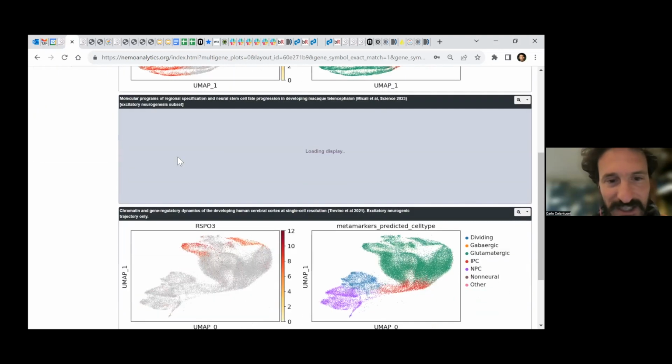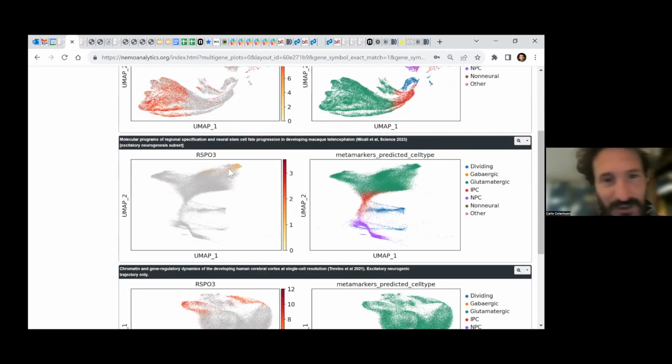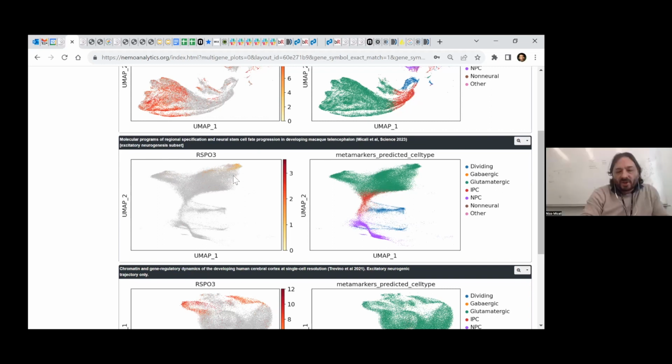So here, this is still loading, but here's Mikali. This isn't the whole data. I should have loaded the bigger one. But this is actually a later neuronal state in yours. This is around 100 days. But these neurons are occipital.